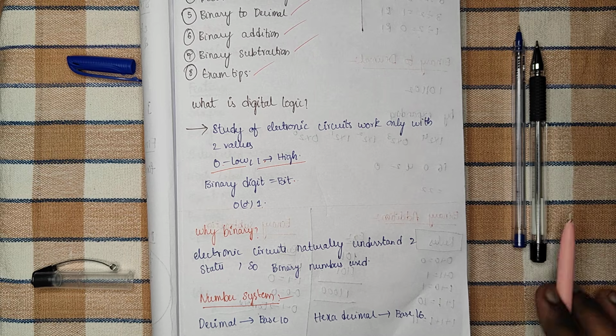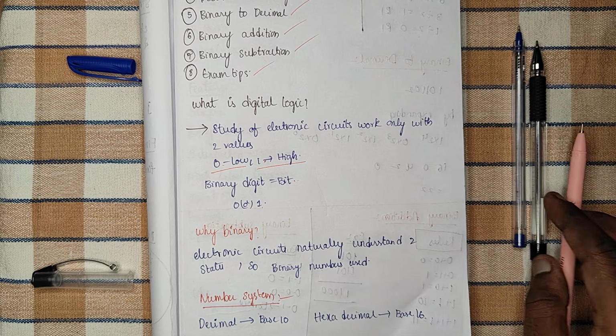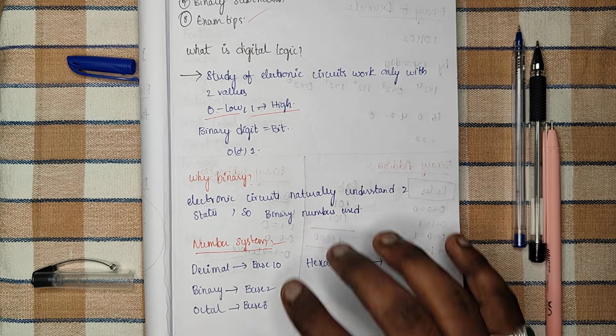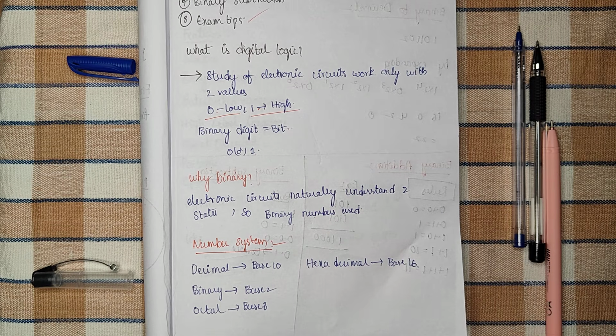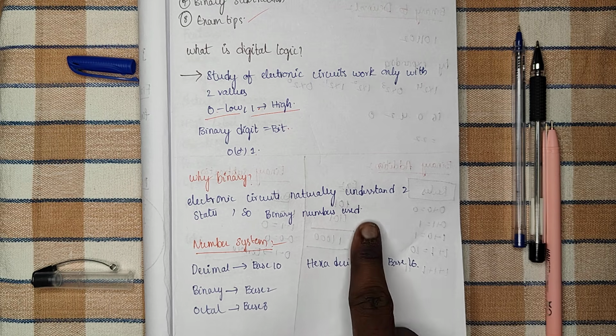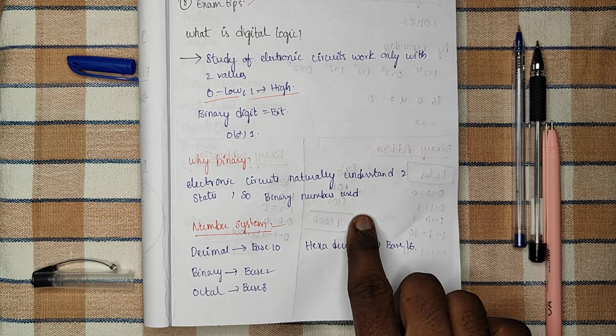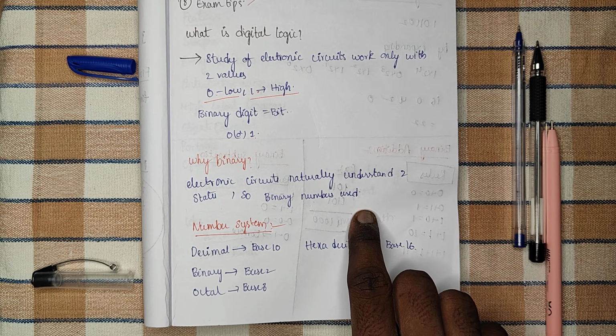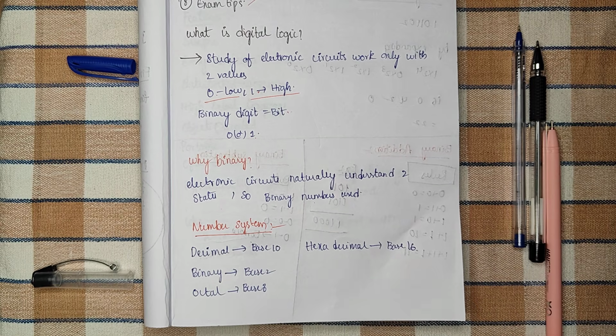So why do computers use binary? Imagine a room switch. Can it have three positions? No, it has only two positions, on or off. Similarly, electronic circuits naturally understand two states. So binary numbers are used for representing those two states.